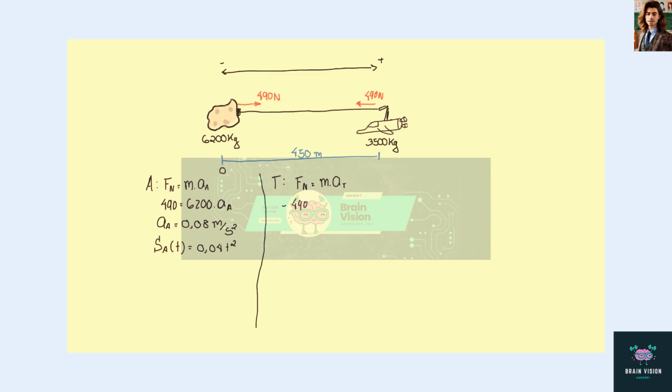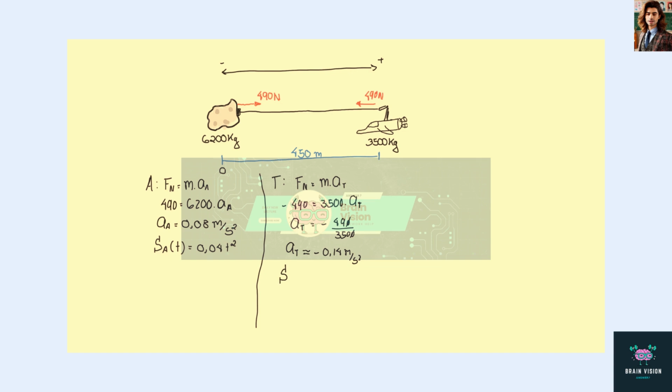Then, the net force that is acting on the tug is equal to minus 490 because it's pointing in the negative direction. And it equals 3500, the mass of the tug, times the acceleration of the tug. Then, the acceleration of the tug is equal to minus 490 divided by 3500. That is a simplification, and this gives us an acceleration of approximately minus 0.14 meters per second squared.